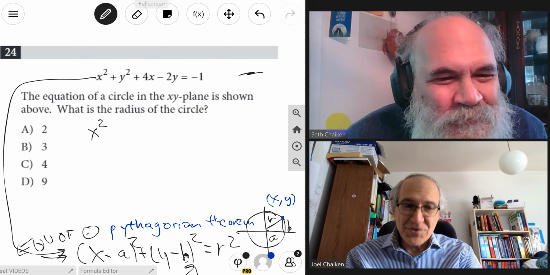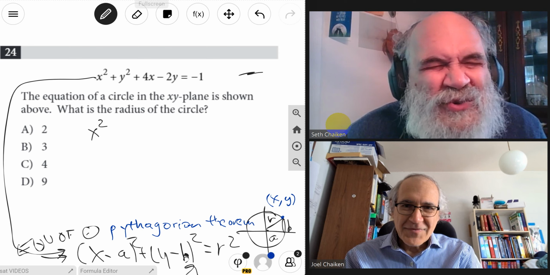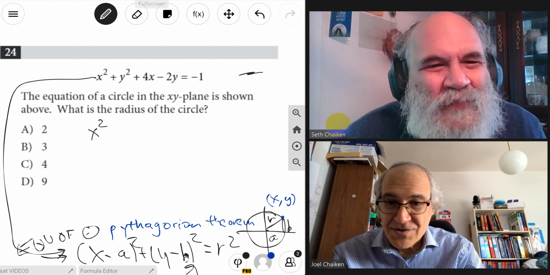Unfortunately, that doesn't help you complete the square. Well, it helps because it tells you what your goal is. Yeah, of course, obviously. So let's go ahead and complete the square. Wish me luck.